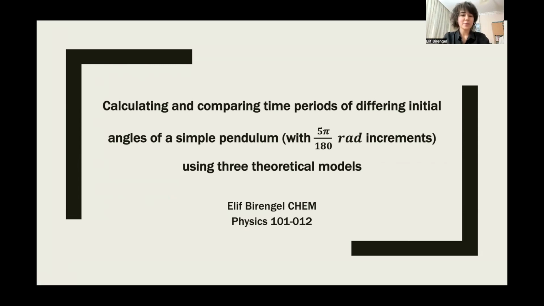So hello, today I'll be presenting my experimental project for Physics 101 at Bilkent University, and it is of a simple pendulum with differing initial angles.